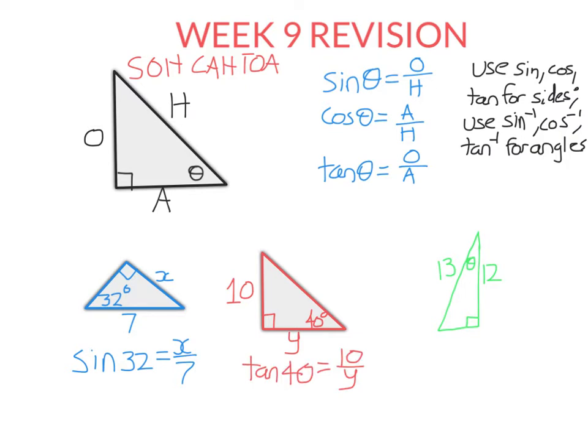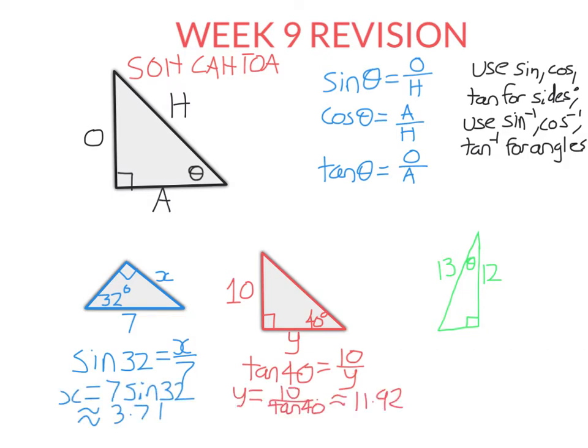When we're finding sides, sometimes the thing you want to find is on top, sometimes it's on the bottom. When the thing you want to find is on top, you multiply. As we did here, x is 7 times sine 32. Just put that on our calculator, making sure it's in degrees. And when the thing you want to find is on the bottom, you divide. So this isn't 10 times tan 40, it's 10 divided by tan 40. And again, putting that on our calculator.